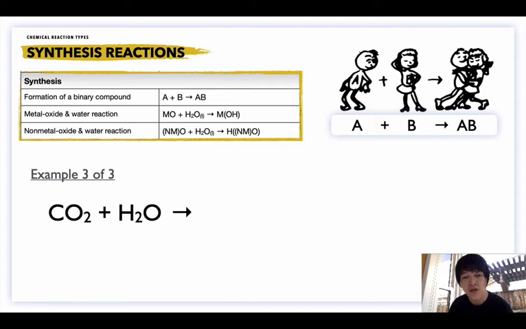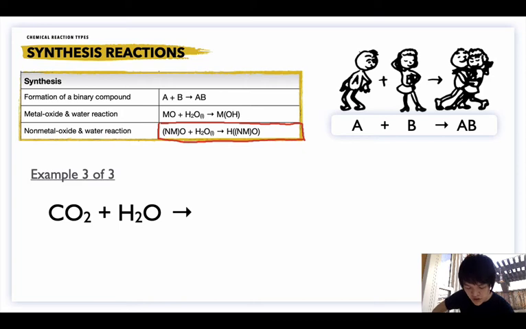And now we have here carbon dioxide reacting with water. Okay, so which type of synthesis reaction is this? Well, it contains water, but carbon dioxide, is that a metal oxide or a non-metal oxide? Since carbon is a non-metal, this must be a non-metal oxide and water reaction. So we're going to be following this reaction right here.